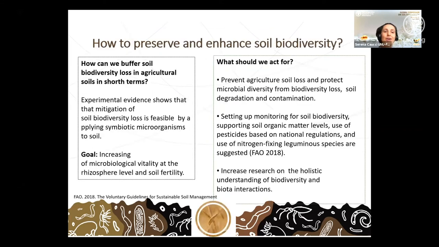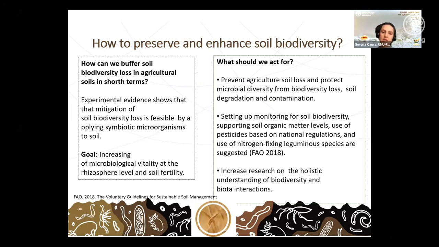When we look at what we can do to preserve or enhance our soil biodiversity, as we see that biodiversity loss is a serious threat, we should look, of course, as we have nicely heard before, to prevent agricultural soil loss and protect microbial biodiversity from the reduction in diversity and quantity, but also to preserve soil from degradation and contamination. How can we do that?